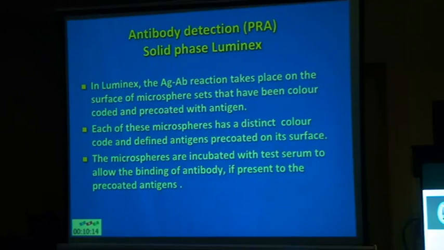Antibody detection using Luminex. In Luminex, the antigen-antibody reaction takes place on the surface of microspheres that have been color-coded and pre-coated with antigen. Each of these microspheres has a distinctive color code and defined antigens pre-coated on each surface. The microspheres are incubated with the serum to allow the binding of antibody, if present, to the pre-coated antigens.